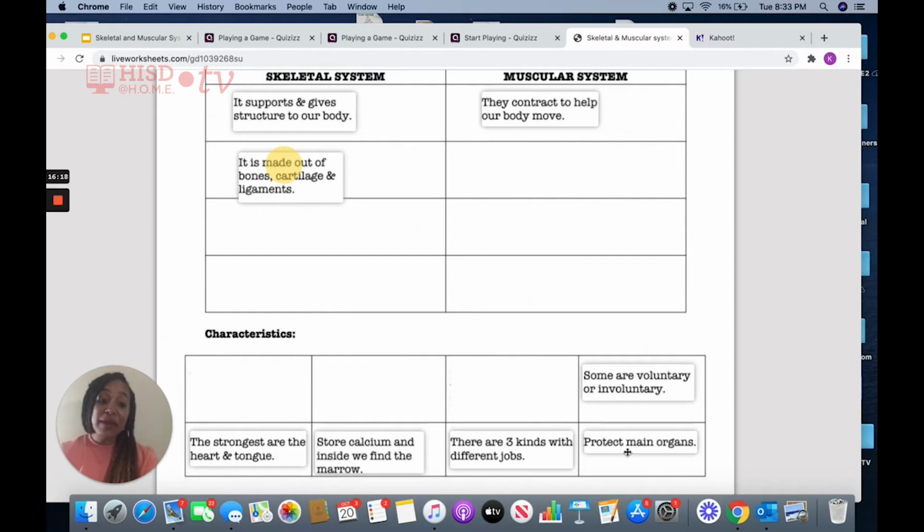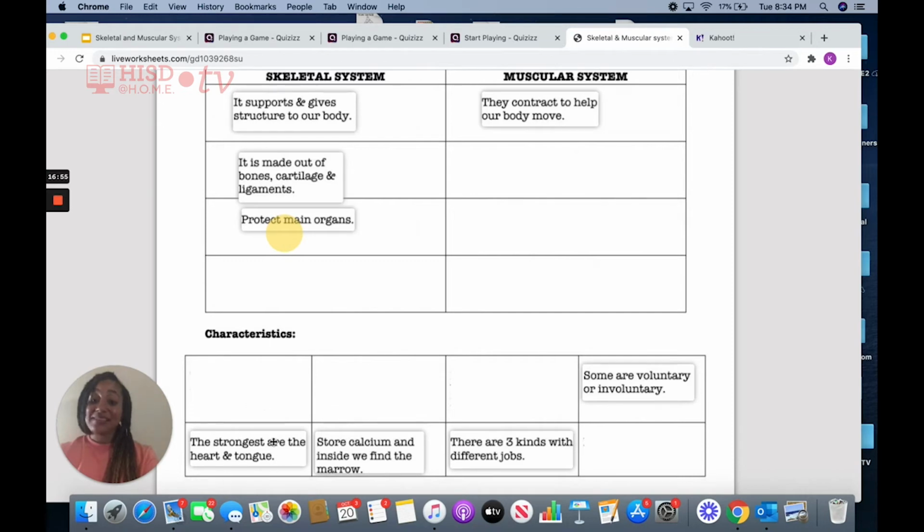Oh, protect main organs. You know where that one goes? So does our skeletal system protect our main organs, or does our muscular system protect our main organs? Hint? You need a hint? Think about the ribs and your skull. Are they part of your skeletal system or your muscular system? Any ideas? They're part of the skeletal system. Great job. All right.